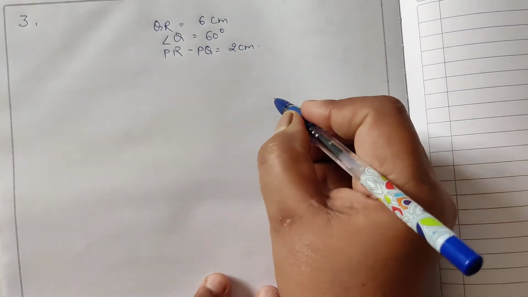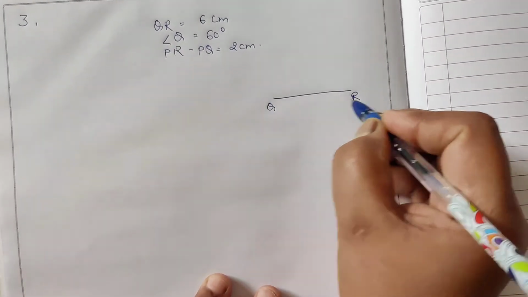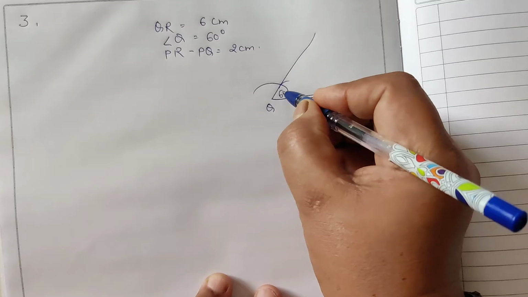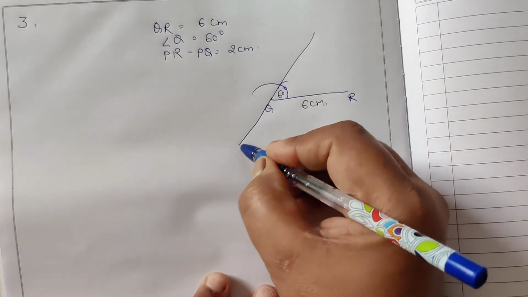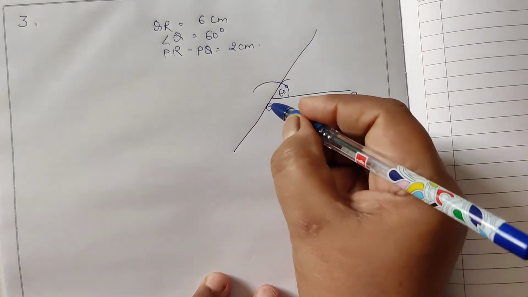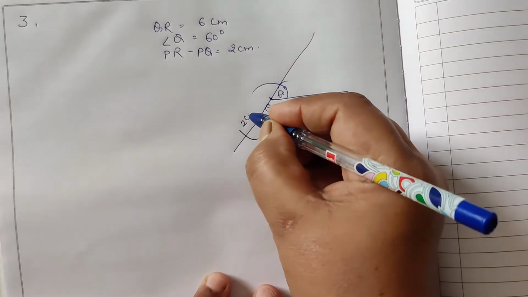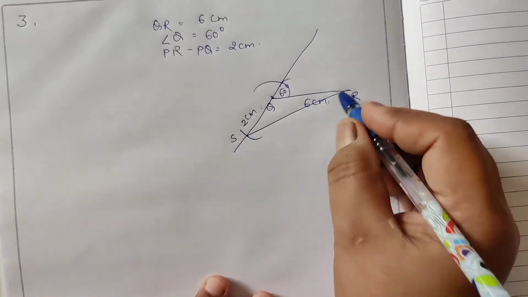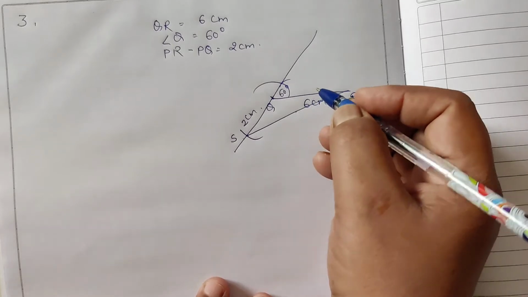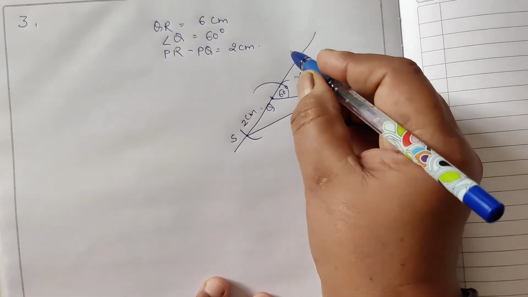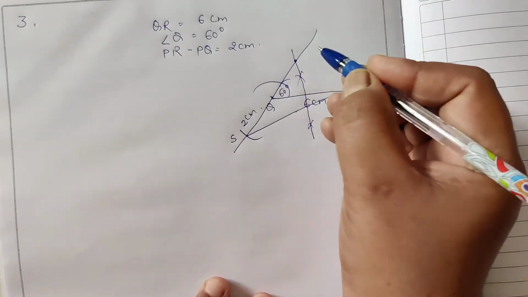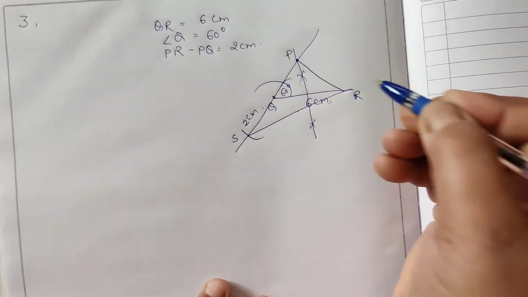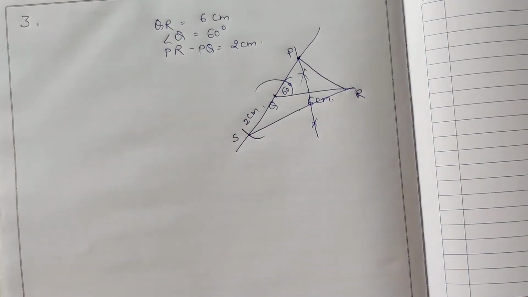Okay. First draw QR 6 centimeter, angle Q 60 degree. Produce such that PR minus PQ, cut 2 centimeter from here and join this point S to R. Now perpendicular bisect SR, and the perpendicular bisector meets this line at the point P. Therefore, PQR is the required triangle.